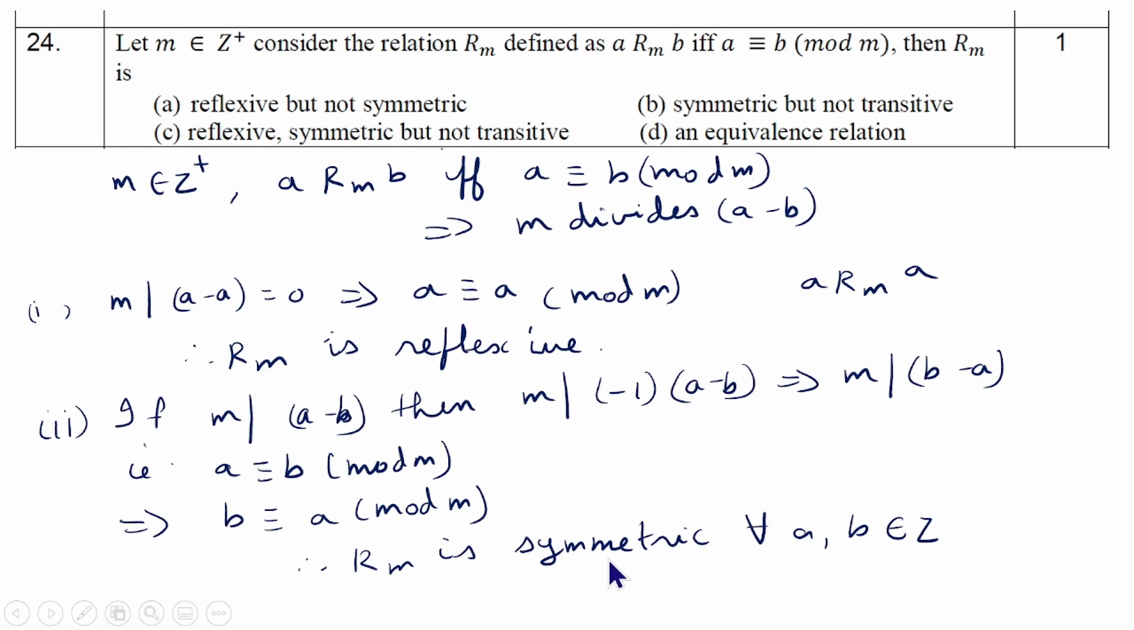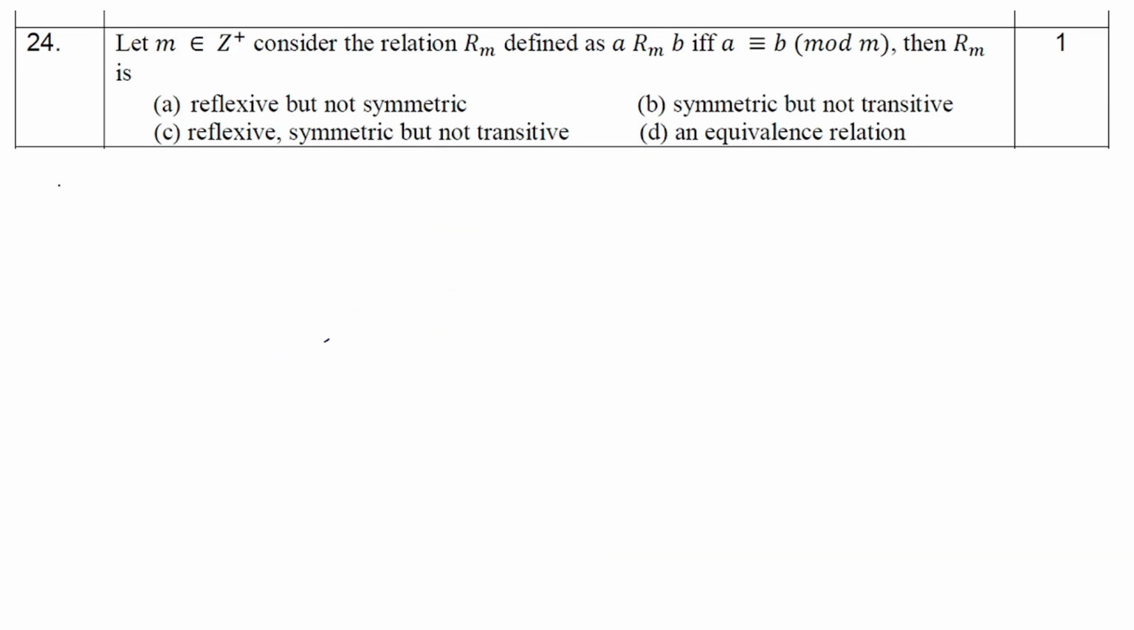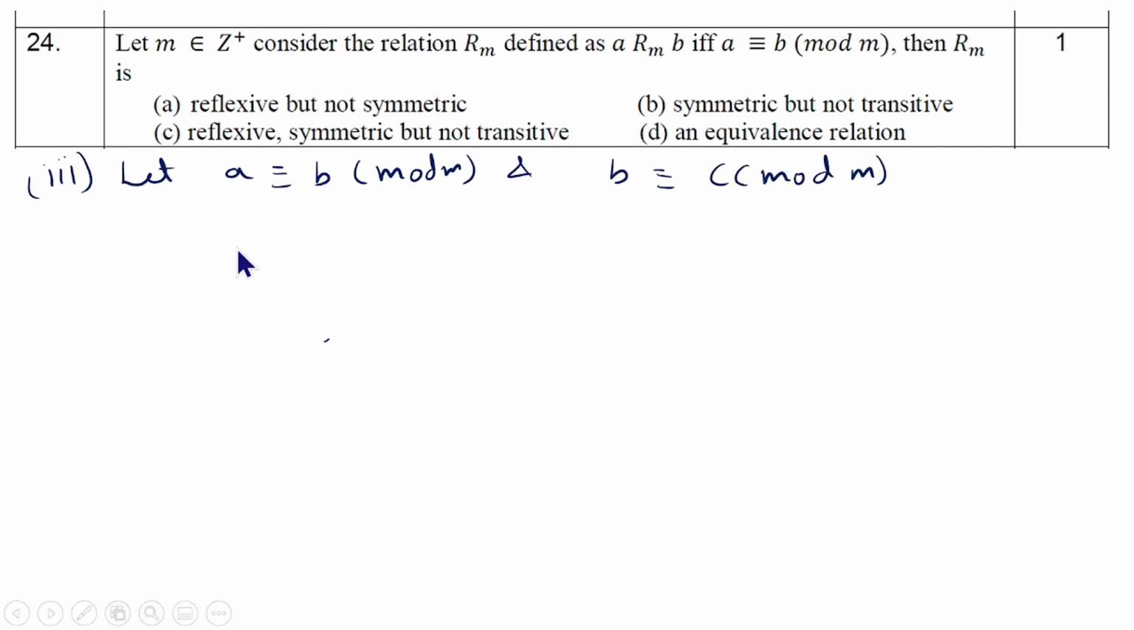Now we will see whether the relation is transitive or not. Let A be congruent to B mod M and B congruent to C mod M. To prove that the relation is transitive, we have to get A congruent to C mod M. If A is congruent to B mod M, then we can write B is equal to A plus K into M, and if B is congruent to C mod M, then we can write C is equal to B plus K dash into M.